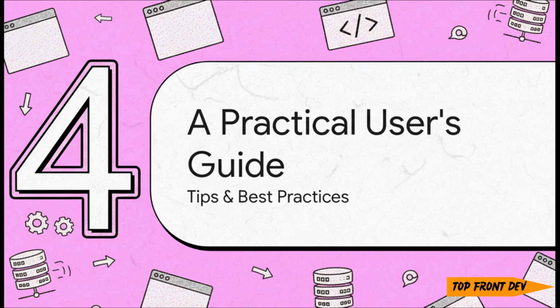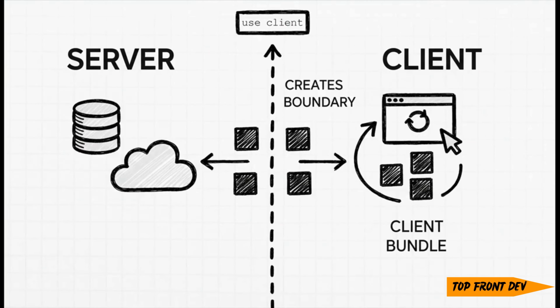Section 4 is a practical user's guide packed with tips and best practices for actually using these components in your code. This is probably the single most important rule to get right, understanding the client boundary. The second you put use client at the top of a file, you're drawing a line in the sand. That component and every single thing it imports is now officially part of the client world. It's all getting bundled up and sent to the browser.